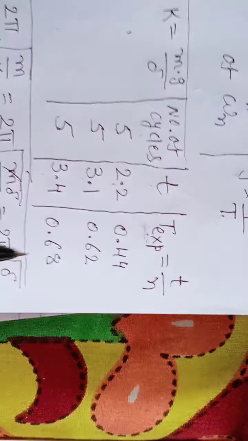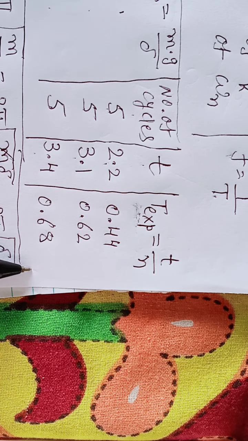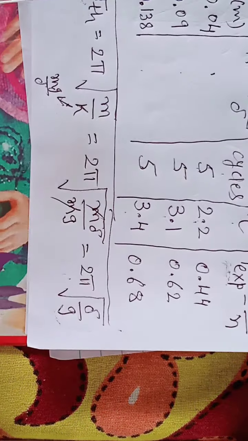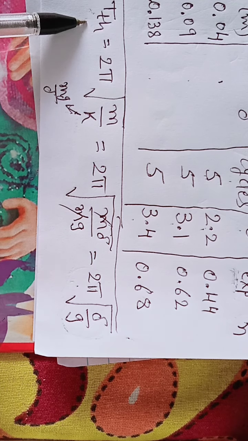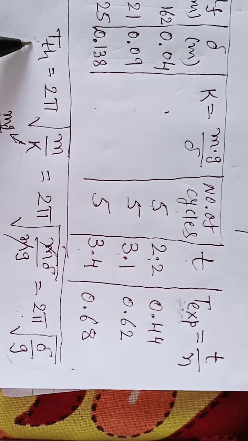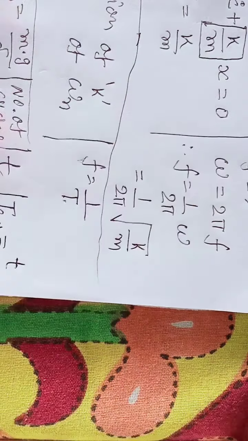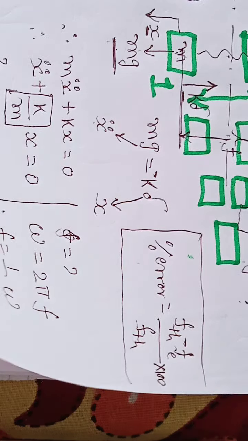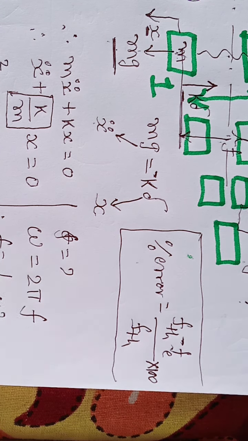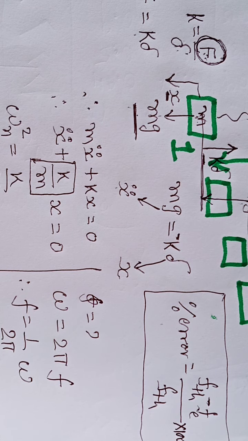So after this table, add one table for T theoretical, and then calculate frequency. Frequency is the reciprocal of time period. So you can find out percentage error. So what is to be done in this practical? I am going to give you the entire outline of the practical.